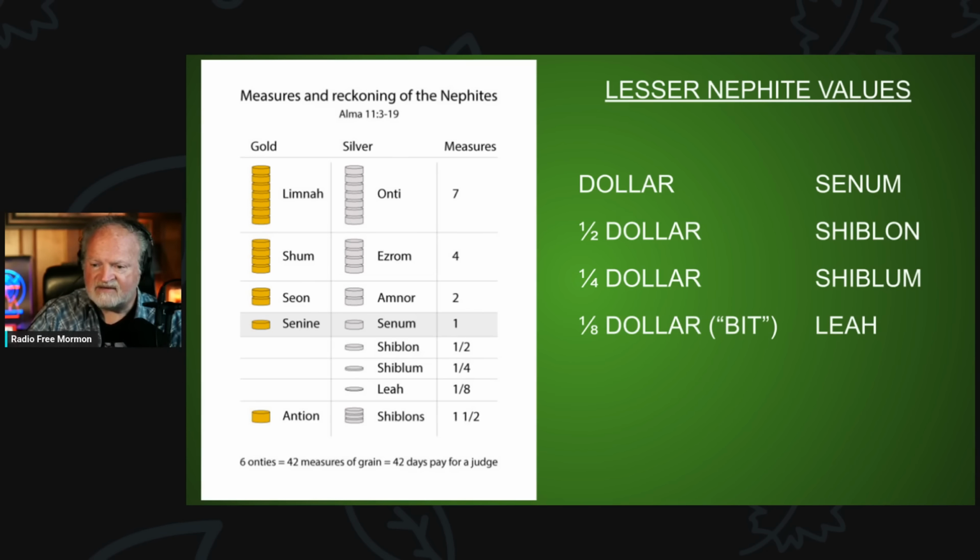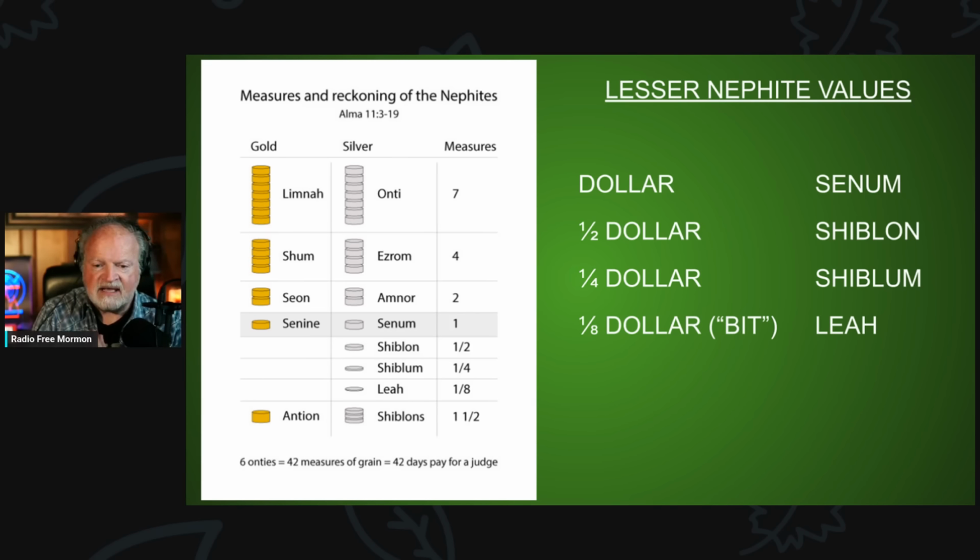Now, the lesser Nephite values, you've got $1. All right, $1 is the basic US unit of currency, like a senum among the Nephites. And the dollar, in order to look at the lesser values, if we call them that, of the dollar, you cut it in half. And when you cut $1 in half, the thing you have is called a half dollar, right? That's its own separate coin. And then if you take the half dollar and cut it in half, now you've got a quarter. It's a quarter of a dollar, which is why we call it a quarter.